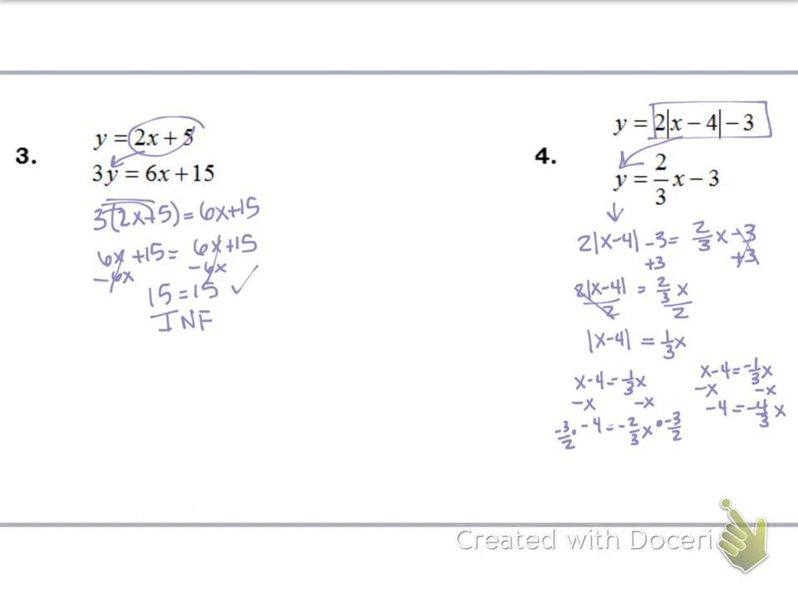Negative 3 times negative 4 is 12, divided by 2 is going to get me a 6. Okay, so I multiply by its reciprocal. Negative 3 times negative 4 is negative 12, or 12 divided by 4 is going to get me 3. Okay, there's my x values, but again, these are points.